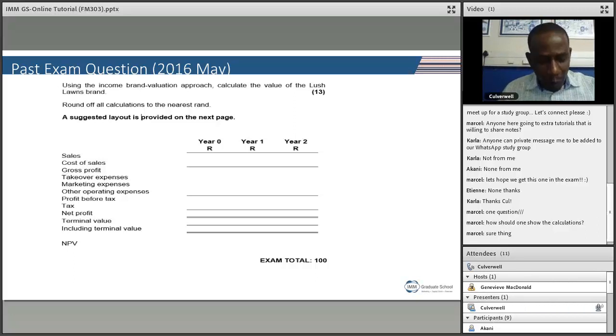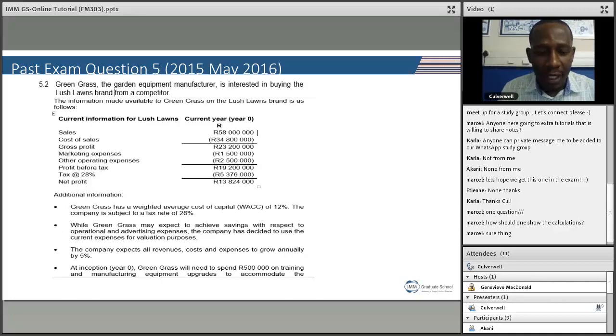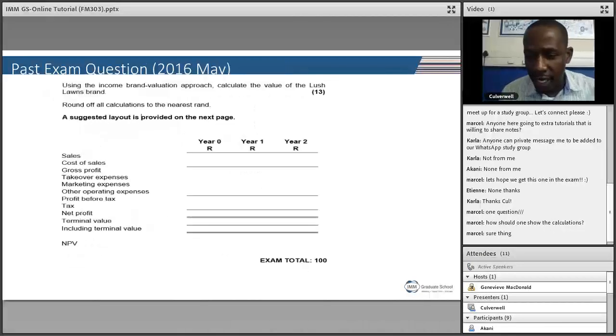My marketing expenses, I'll bring them back exactly as they were given because it was year 0, 1.5 million. I'll do the same on my other operating expenses. They were 2.5 million. So I now have 3 expenses instead of the 2 that we had. The reason being, we needed to incur takeover expenses so as to do upgrades and also conduct training so as to induct the employees of Lash Loans when we do this acquisition.